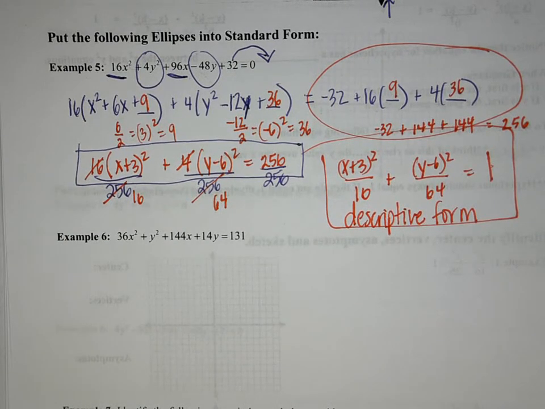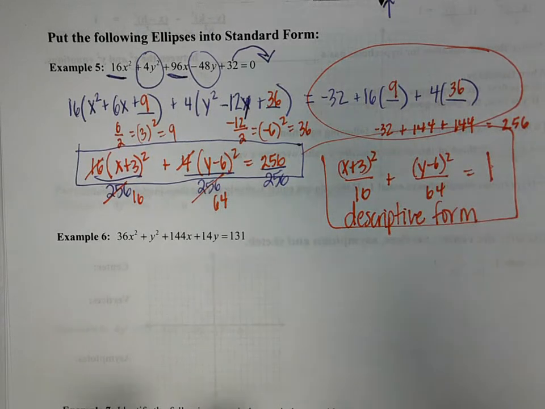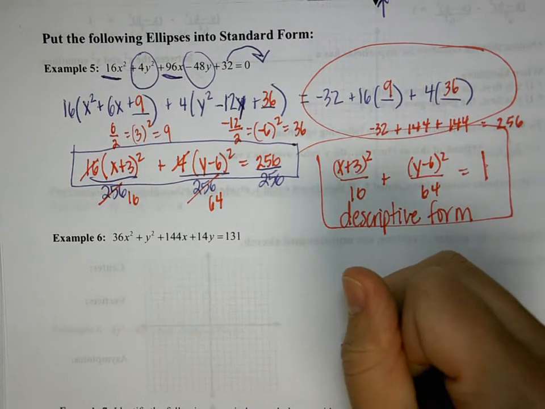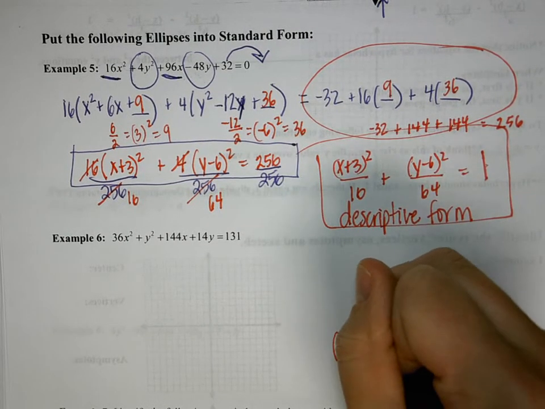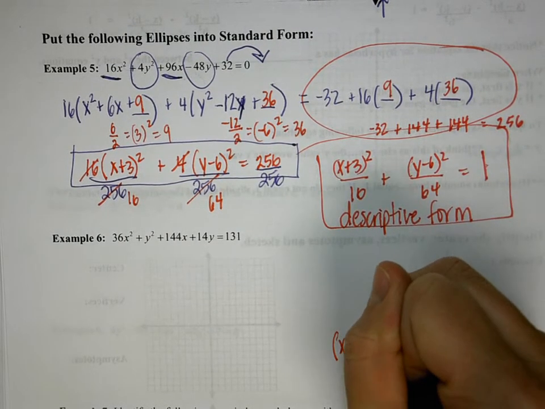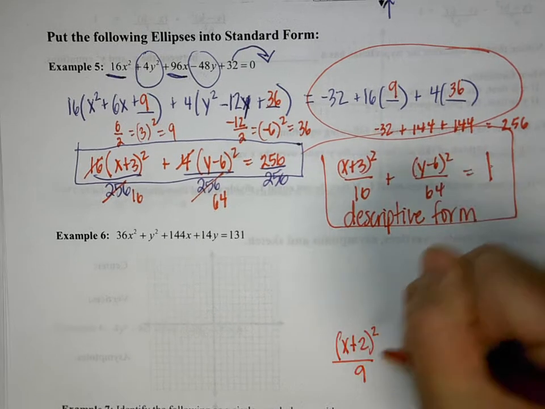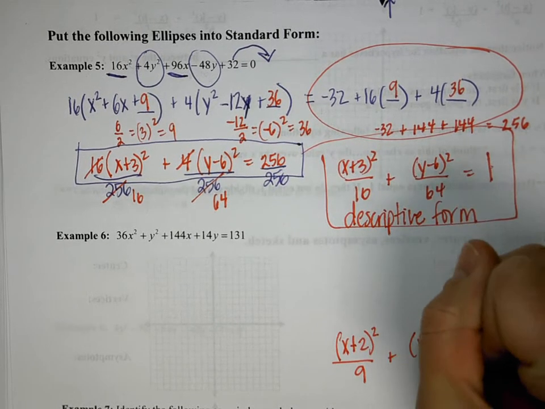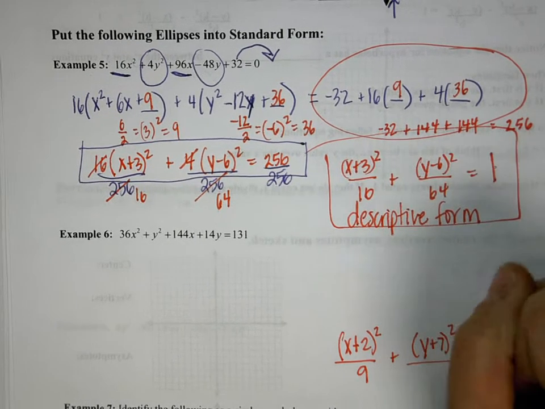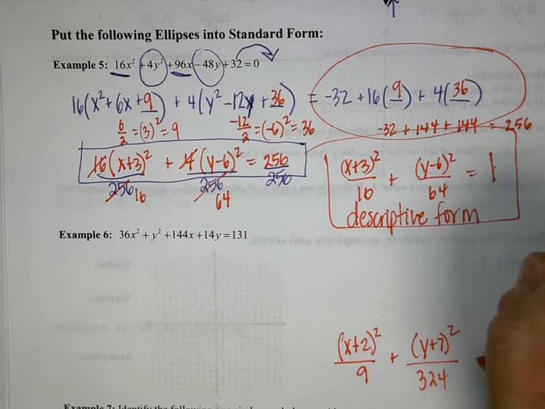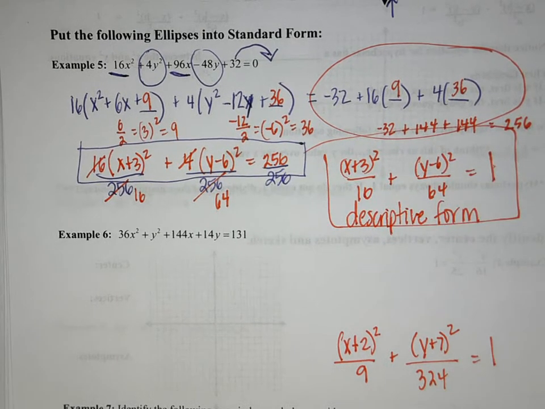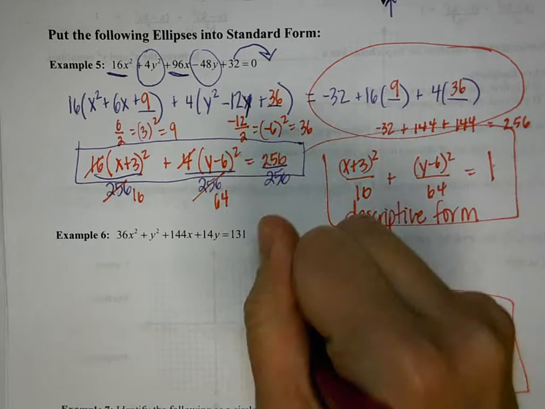For time's sake, because some of you want to get your homework done, do you guys feel like we need to do another example, or do you guys get this? Just so you know, if you want to try it on your own, once it's in descriptive form, it'll be x plus 2 squared over 9 plus y plus 7 squared over 324 equals 1. So that would be this answer if you went through completing the square.